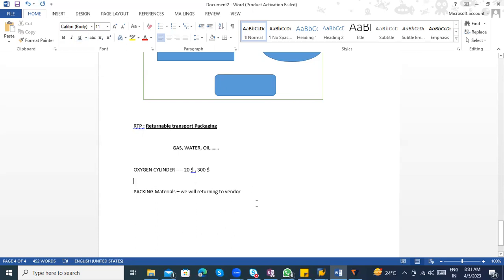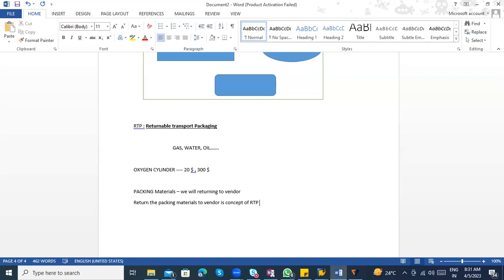So returning the packing materials to the vendor is the concept of RTP. How will you count and differentiate these products? Tomorrow if somebody says this is my container and my company says this is my own container, you should have the tracking. The product tracking and all is done in RTP, returnable transport packaging.